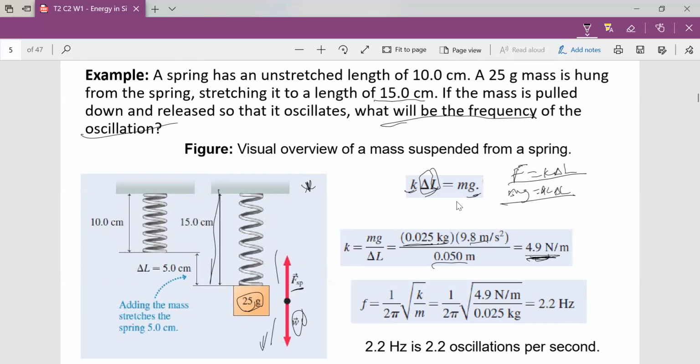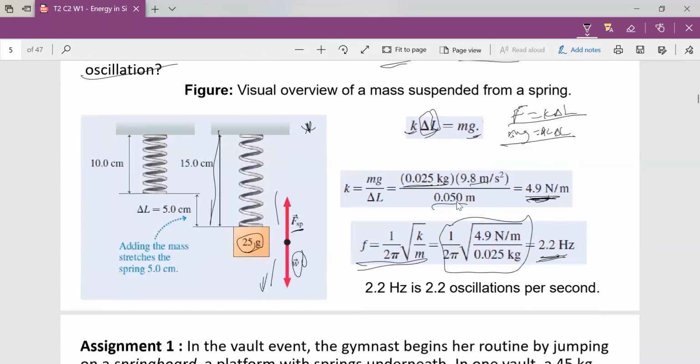So now that we have our k, we can go ahead to look for frequency using the equation we just derived, which is 1 over 2 pi root k over m. Our mass is given, k is known now, we substitute straight into the formula, and we'll have the frequency to be 2.2 hertz. So the frequency of 2.2 hertz means 2.2 oscillations per second that the system completes.